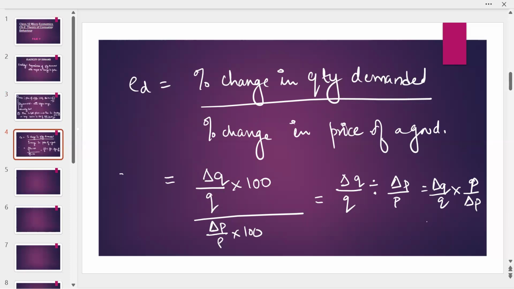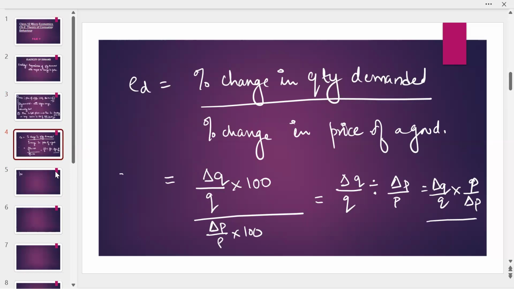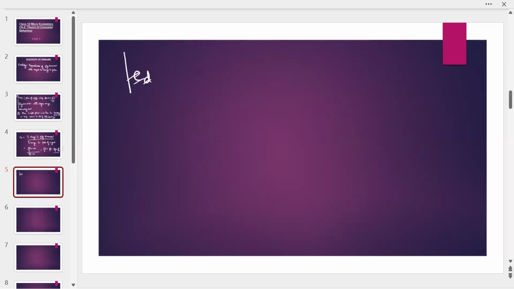All right. Now del Q on Q into P on del P. So we have this elasticity of demand. So basically, I'm just taking an example first. Then we will go again and talk about the absolute value. Okay. So let's take an example.